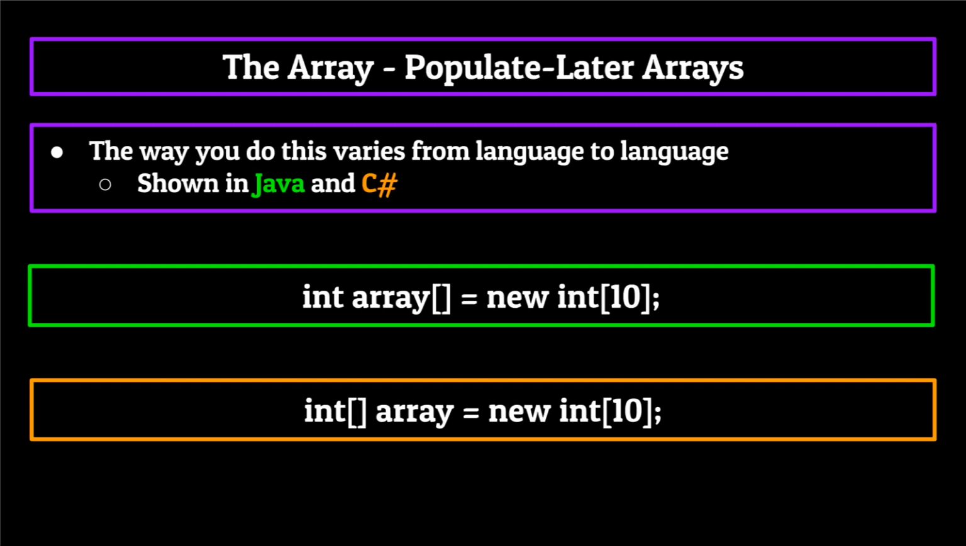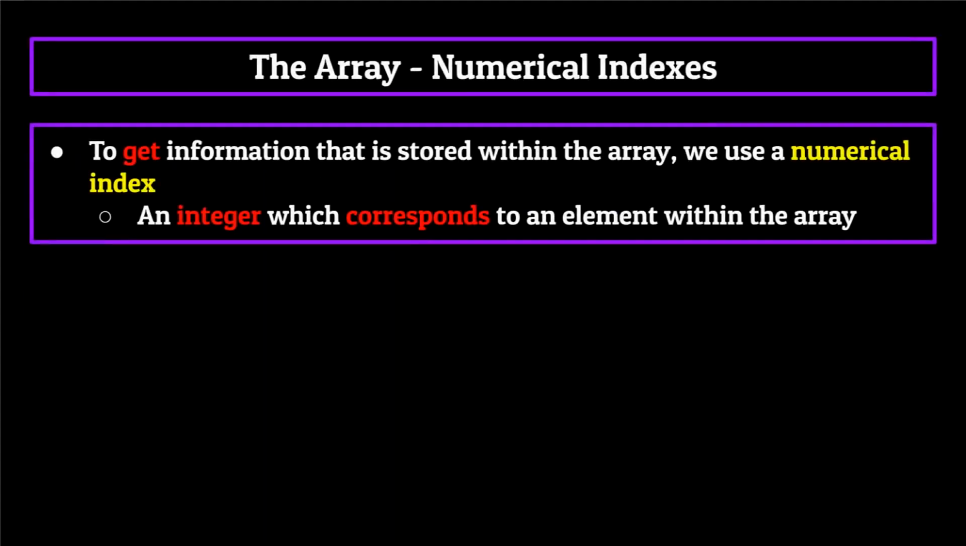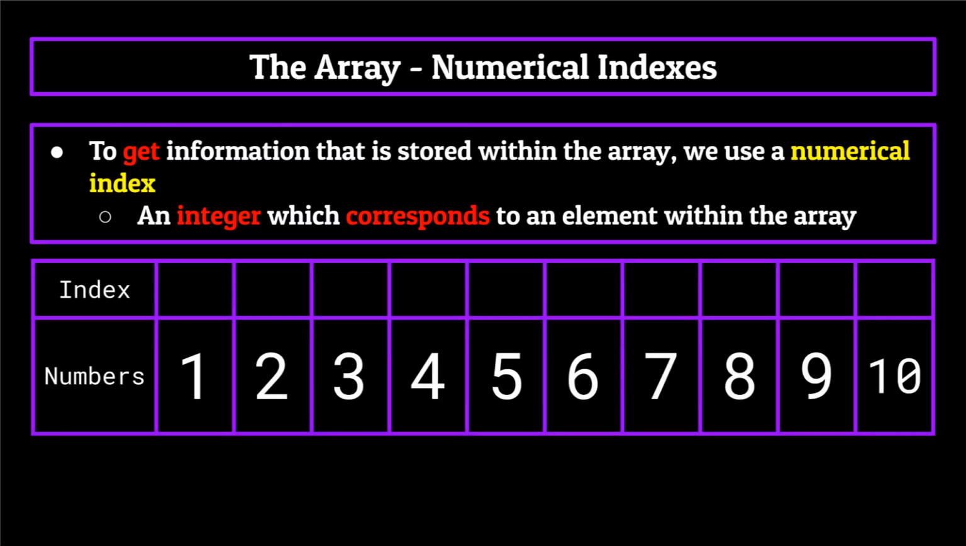And the simplest way to answer that question is through the means of a numerical index. An index is simply an integer which corresponds to an element within the array. Now, the most important thing to know about indexes is that for a certain array, they begin at 0 instead of 1. So if we have an array of 10 elements, the first index would actually be index 0. The second would be index 1, and so on all the way up to the 9th index. It's a little bit weird at first, but trust me, you get used to it.